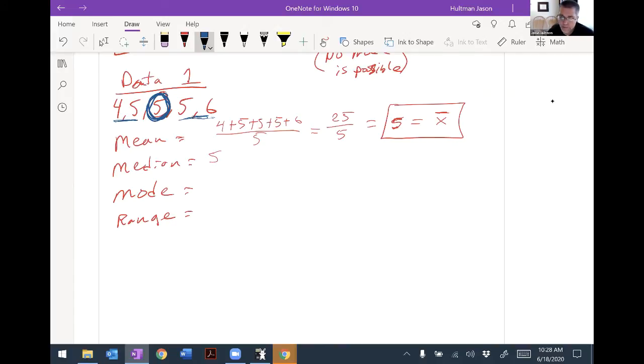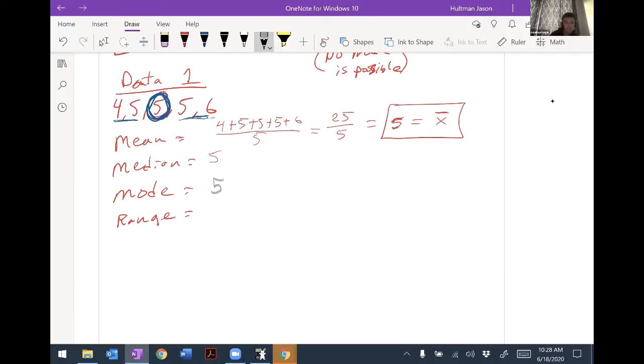Okay, what about the mode? What would the mode be? Okay, 5 as well. Who is that? Noah. Okay, Noah, you've earned yourself a spin. The mode is 5 as well.